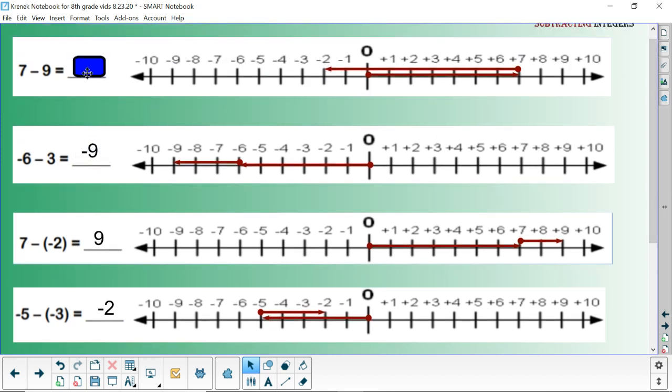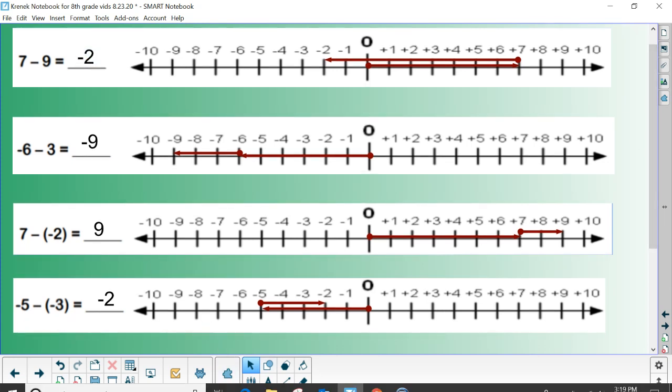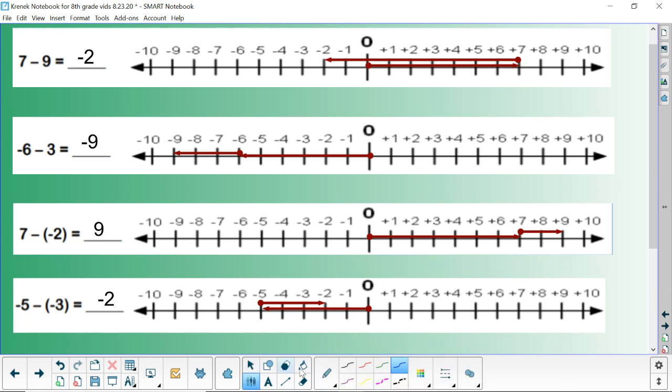And 7 subtract 9, I ended up at negative 2. If you remember your teachers doing this before, you can also just think of this as adding the inverse or adding the opposite. So what we did on the previous page, if I went to 7 and I added a negative 9, I would still end up at negative 2. So you can think of it that way as well. Anytime you have subtraction, it will work.